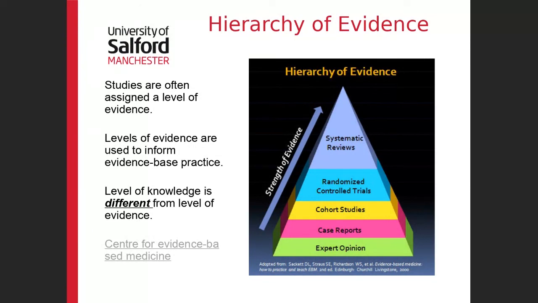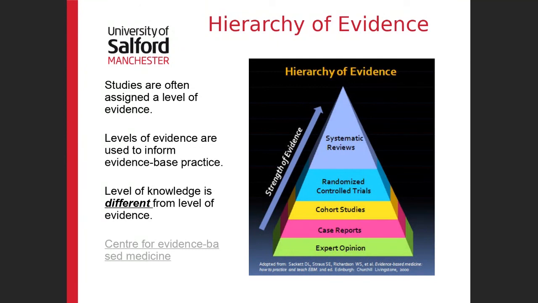So that hierarchy of evidence starts with things like expert opinion. So they're not rigorously carried out studies, they're just people's opinions, and case reports. There may be individual people who've received a particular treatment, or one or two people, and it's been written up as a case report. That's considered to be very weak evidence.